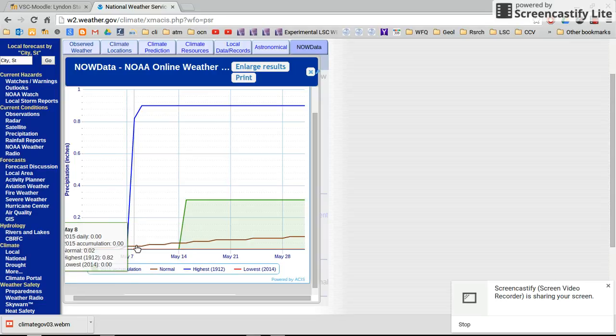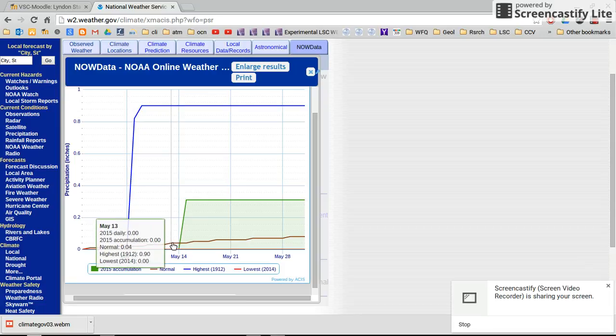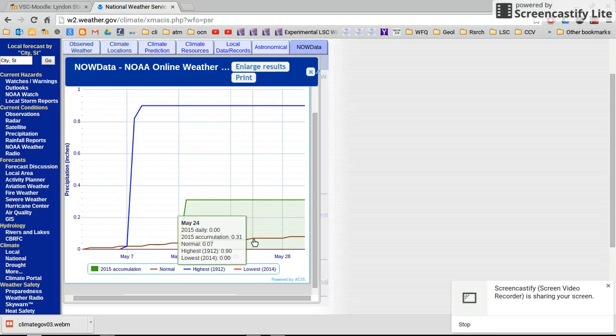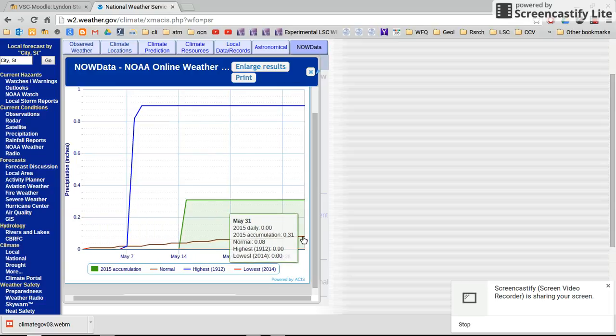Okay, so it bumps up 0.01 inches just about every 5 days or so, until it gets to the total amount that we have here at the end of the month. Okay, so that's the normal.